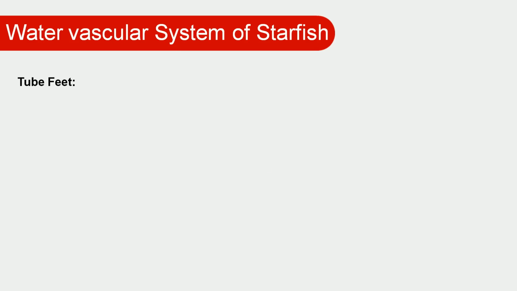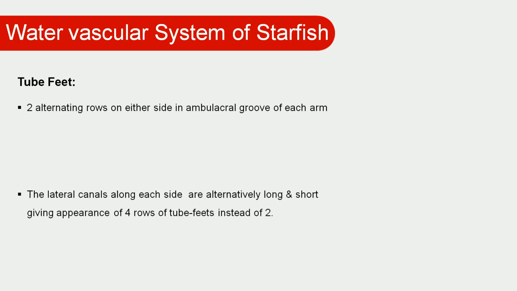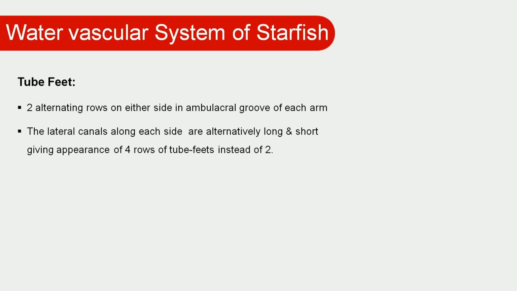Then the next structure is the tube feet. These tube feet are arranged in an alternating manner in a row-like structure on either side of the umbilical grooves in each arm. These tube feet are lateral. They are connected with the lateral canal, and alternately long and short lateral canals are arranged, and two rows can be observed, or four rows are observed on the two sides instead of two.